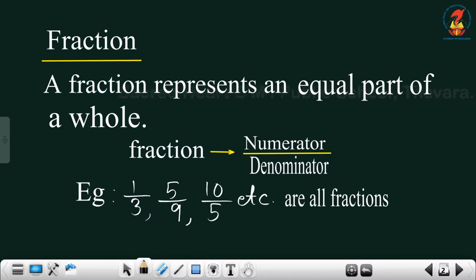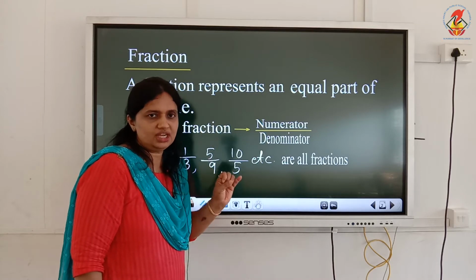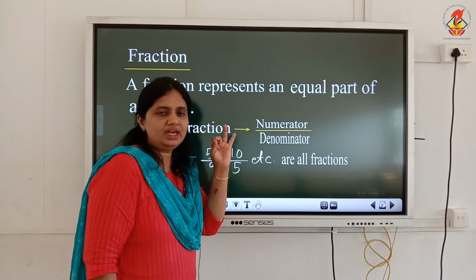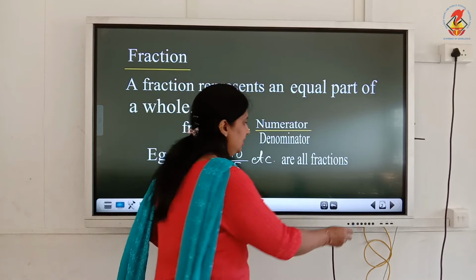1 by 3 is called a fraction. Here numerator is what? 1, and denominator is 3. Here numerator is what? 5. Denominator is what? 9. And here numerator is what? 10. And the denominator is what? 5. These all are fractions only, right? Is it clear? A fraction has two parts, upper part and lower part. The upper part is called numerator and the below part is called denominator.